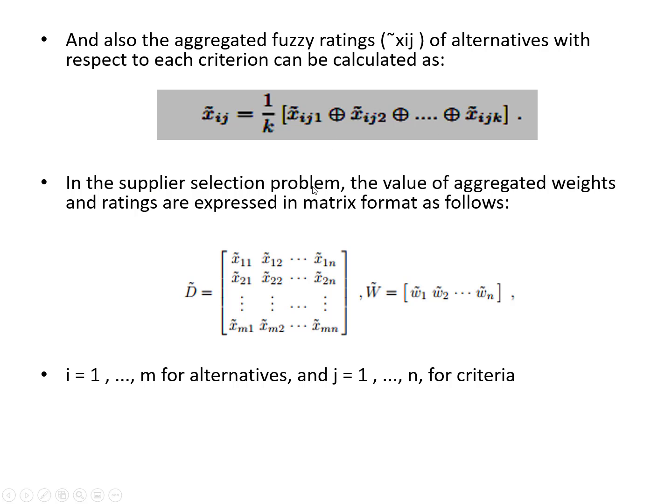In the supplier selection problem, the values of aggregated weight and rating are expressed in matrix format as follows. For example, we want to select a supplier. We have 5 different suppliers, and we want to compare every supplier against different criteria: supplier 1 against criterion 1, supplier 1 against the second criterion, and supplier 1 against criterion n, so we have n criteria. Supplier 2 against criterion 1, supplier 2 against the second criterion. We construct this matrix, and then again calculate these weights.